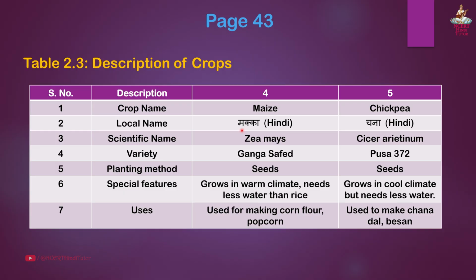Next, maize. Local name Makka in Hindi. Scientific name Zea mays. Variety Ganga Safed. Planting method seeds. Special features: grows in warm climate, needs less water than rice. Uses: used for making corn flour, popcorn. Next, chickpea. Local name Chana in Hindi. Scientific name Cicer arietinum. Variety Pusa 372. Planting method seeds. Special features: grows in cool climate but needs less water. Uses: used to make chana dal, besan.